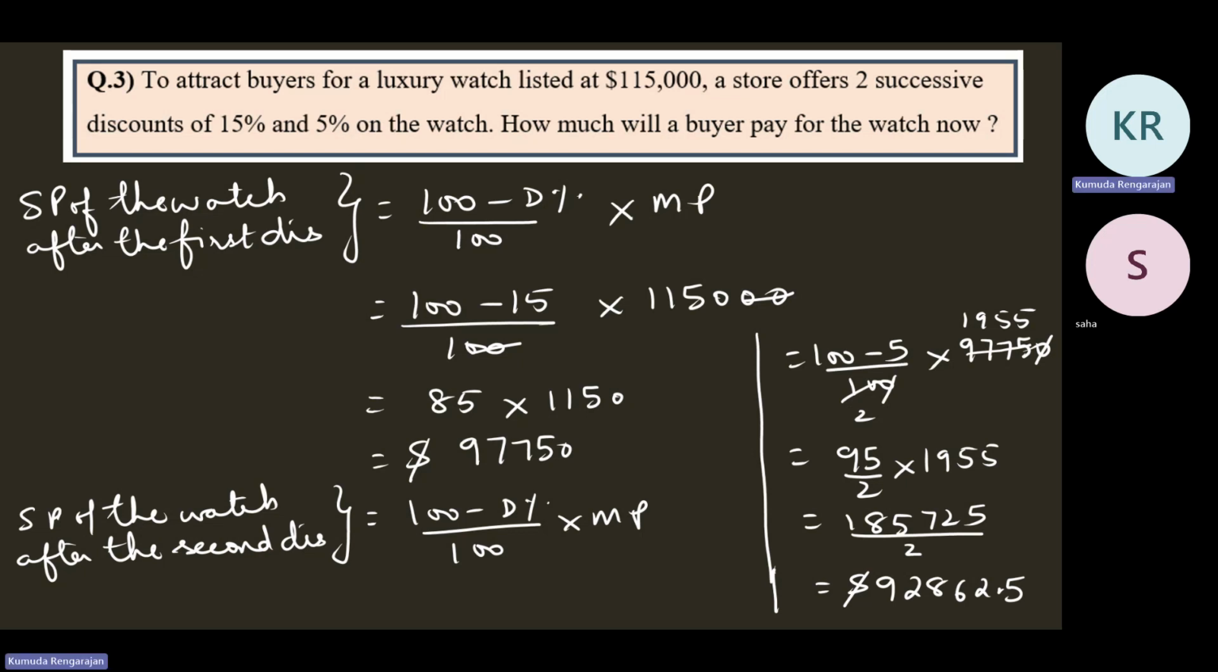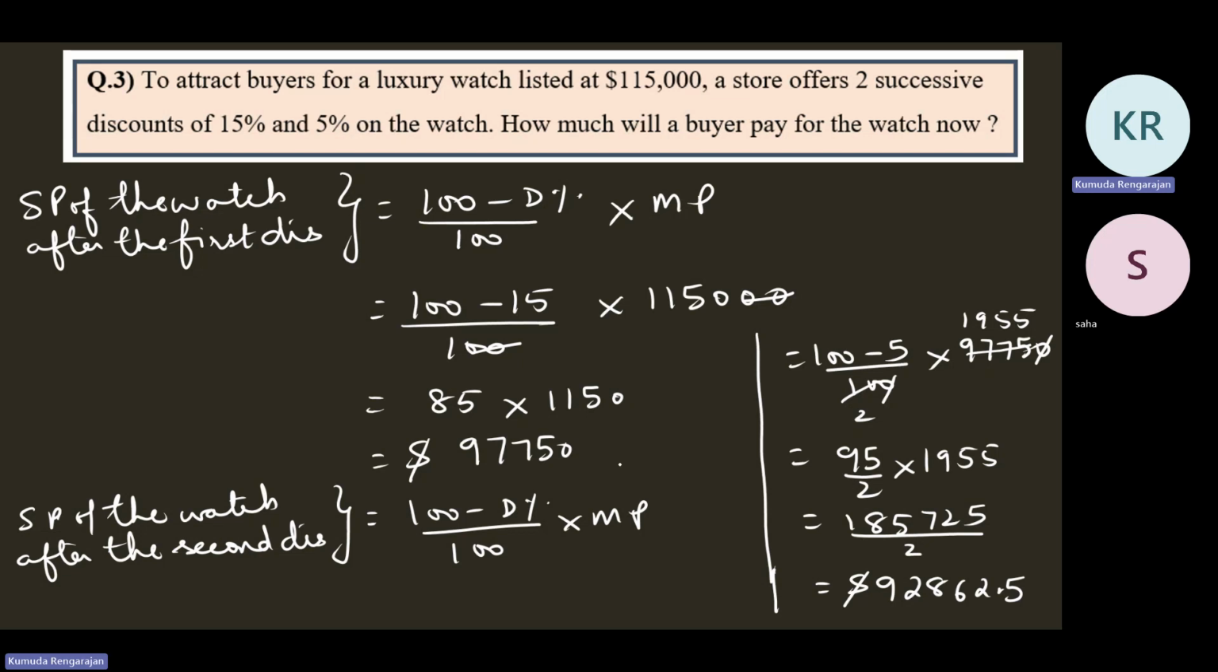So here the list price is given and two successive discounts are given. So use the list price and the first discount and find the selling price of the watch after the first discount. Now that selling price which you find becomes the new marked price for the second discount. So the selling price is now the marked price for the second discount.